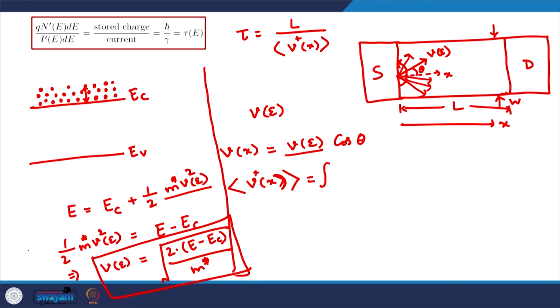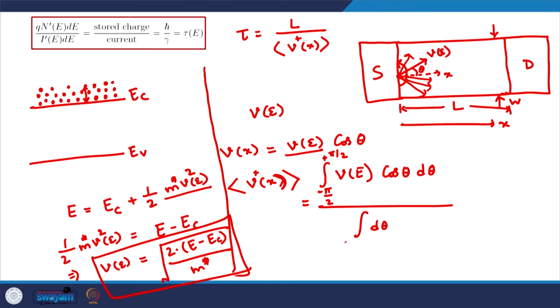So, if we take the average over all possible angles, it will be essentially the integral of VE cos theta d theta, where theta ranges from minus pi by 2 to plus pi by 2, divided by the integral of d theta from minus pi by 2 to plus pi by 2. This will be the average velocity of electrons in positive x direction, because we are taking angles from minus pi by 2 to plus pi by 2.